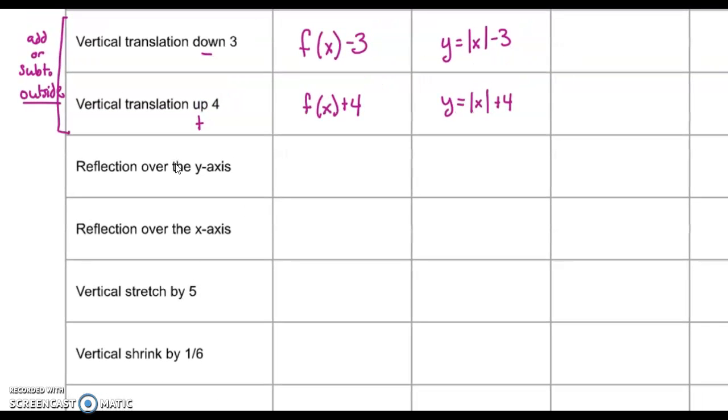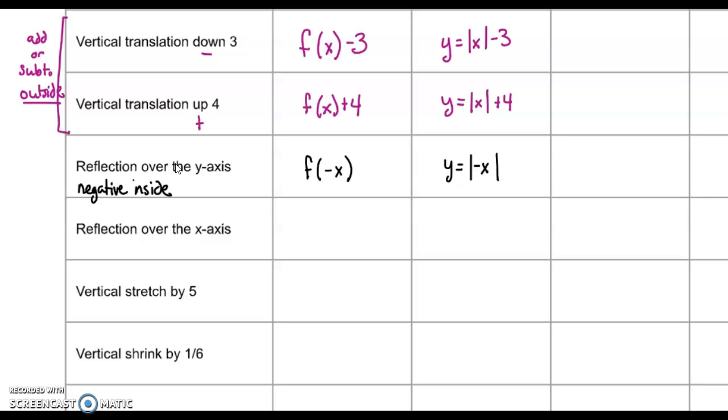So a reflection, anytime you deal with a reflection, it's going to be negatives. So a reflection over the y-axis is going to be seen like this. It will have a negative inside the parentheses. So on the absolute value, it will have y equals the absolute value, and inside the absolute value, it'll have a negative x.